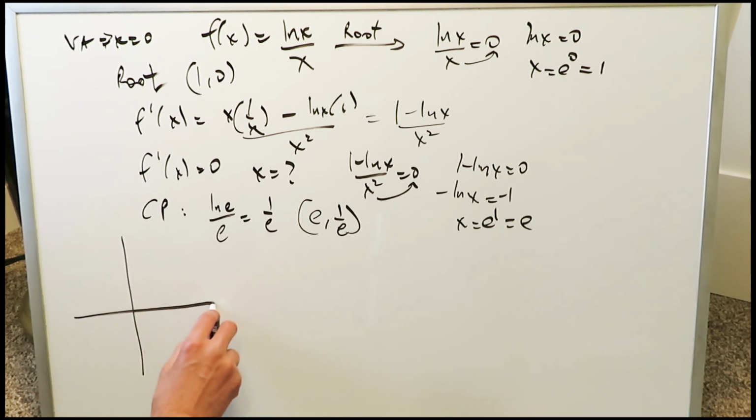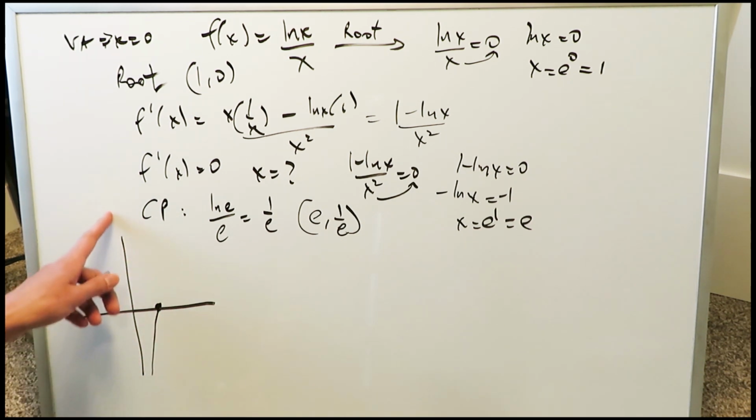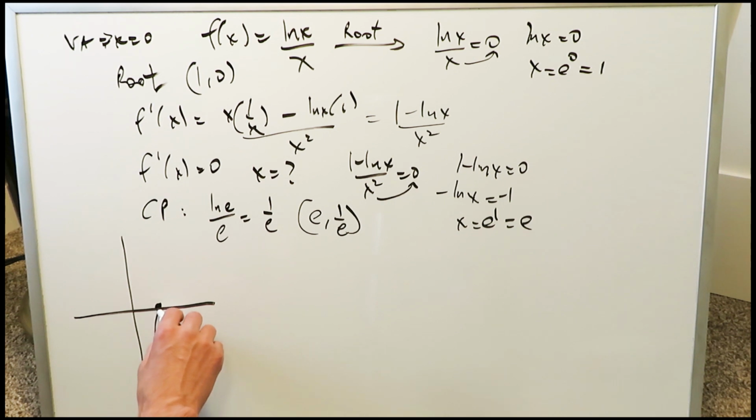This right here represents my graph so far. I have 1 comma 0 right here. It's going to come from here because you have a vertical asymptote here. It's going to shoot up and come to this value, which is e comma 1 over e.